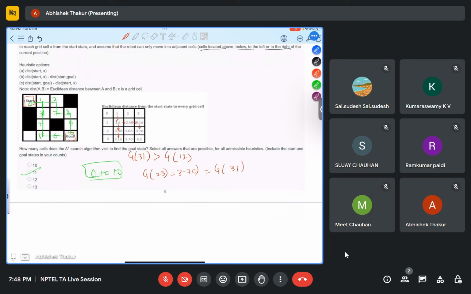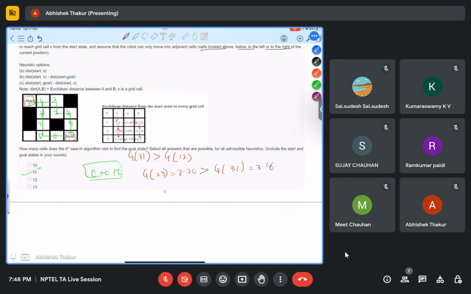Sorry, here first it will compare with G of 3, 1, that is 3.16 only. It's not 3.70. It's not equal. It is less than. It is greater than G of 3, 1, that is equal to 3.16. So now it will again go up to here. Now it has both the choices from here to go to the destination.